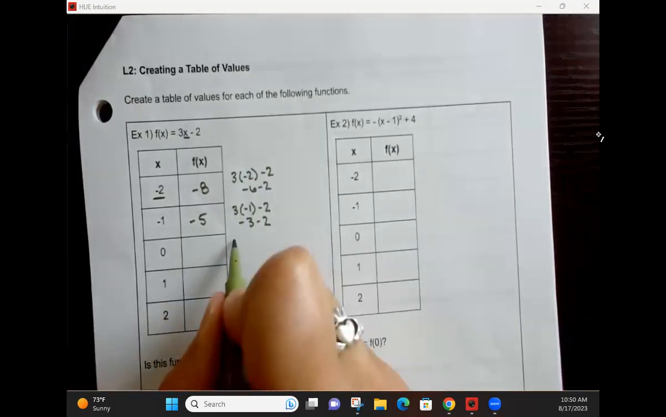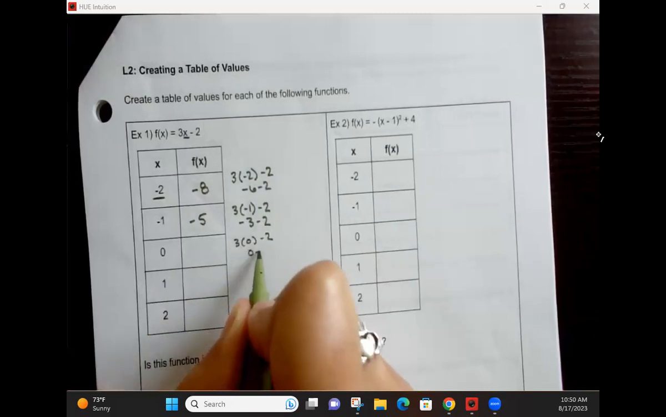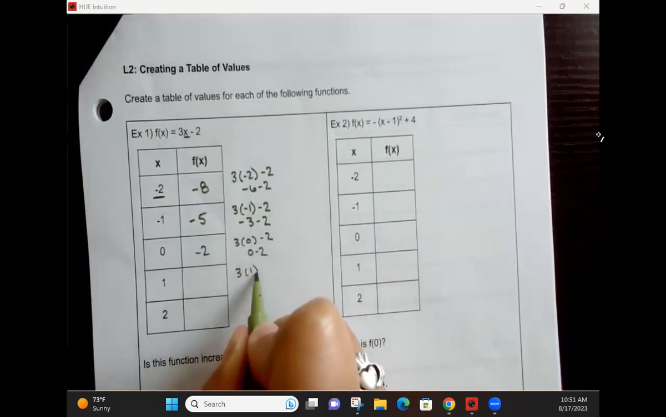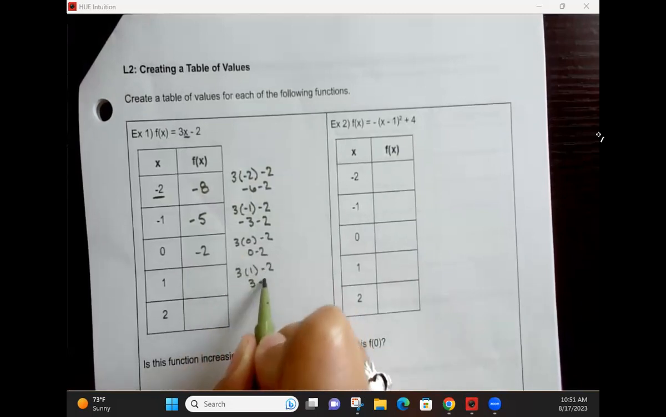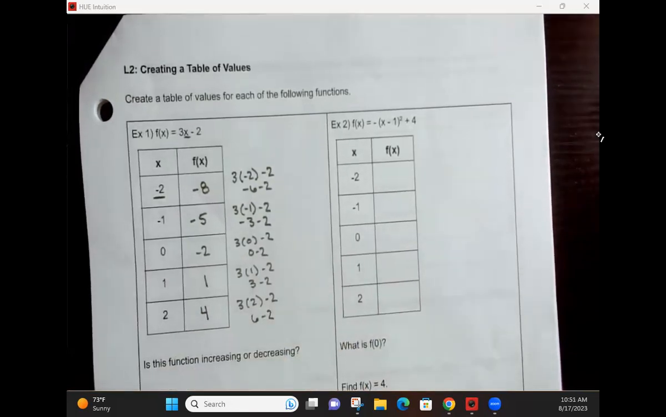Okay, and then I'm going to keep plugging in my values here. Plug in 0, and I would get -2. If we plug in 1, this would be 3 minus 2, which is 1. And if I plug in 2, I would get 6 minus 2, which is 4. Table of values. So if I wanted to graph this function, now I have a set of points that I can plot to be able to see what that graph should look like.